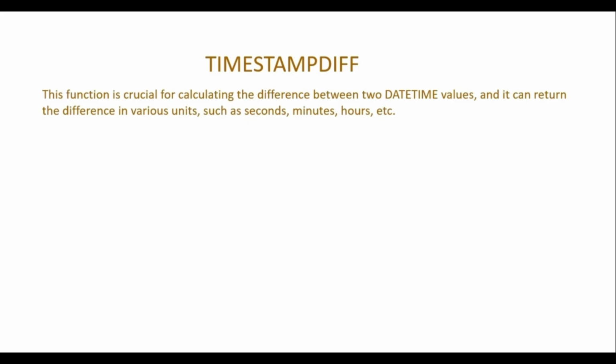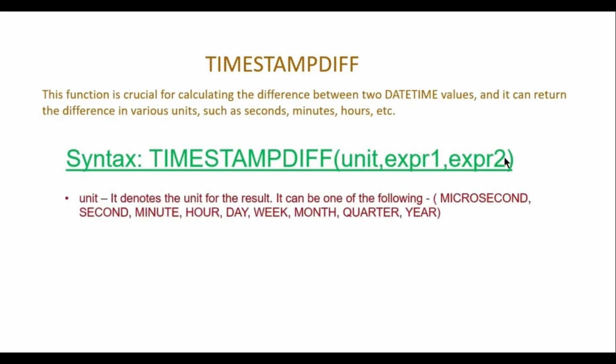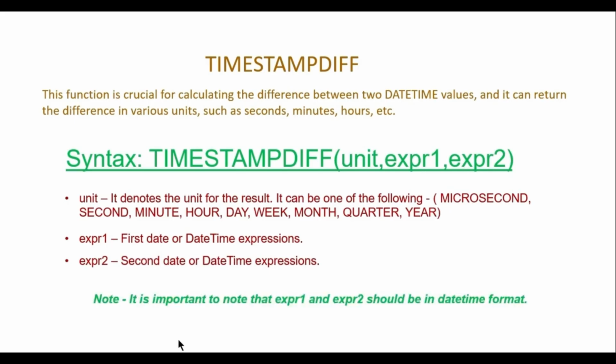So let's take a look at the syntax of the TIMESTAMPDIFF function. It accepts three parameters: unit, expression 1, and expression 2. Unit denotes the unit for the result, and it can be any one of the following: microsecond, second, minute, hour, day, week, month, quarter, or year. Expression 1 is the first date or datetime expression, and expression 2 is the second date or datetime expression. It is important to note that expression 1 and expression 2 should be in datetime format, since it calculates the difference between two datetime values.